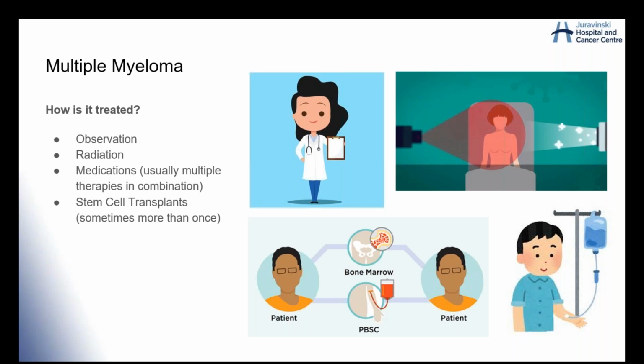But the mainstay of multiple myeloma treatment is medications. And we typically use multiple medications together in combination. And finally, stem cell transplant is a staple in the treatment of multiple myeloma for those in whom we can do a stem cell transplant. And sometimes the aim is to do more than one.